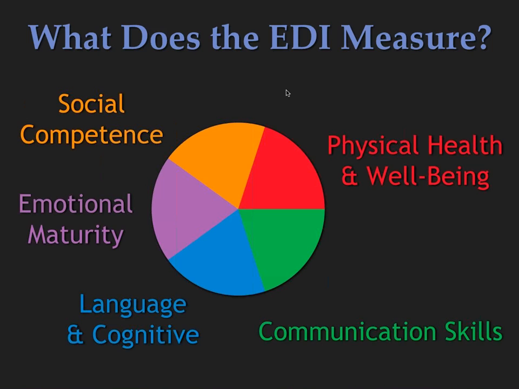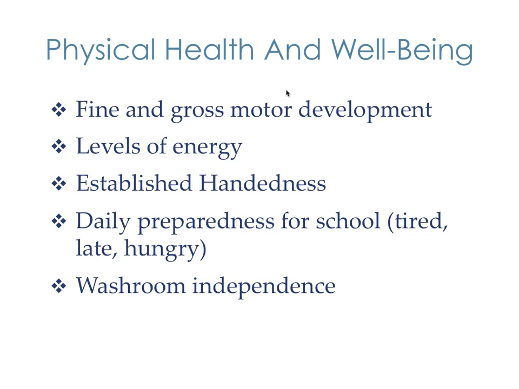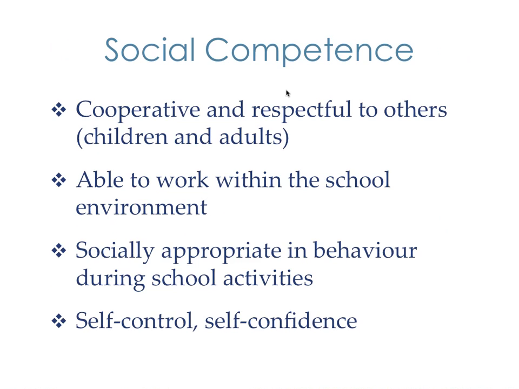And we are also interested in how children are doing overall. And how we measure those things is in terms of vulnerability. So let me just go through some of the questions here for each of these 5 scales, just to give you a sense. Physical health and well-being, we have things around fine and gross motor development, things around preparedness for school, washroom independence. There's 13 questions altogether in physical health and well-being, covering 3 main areas.